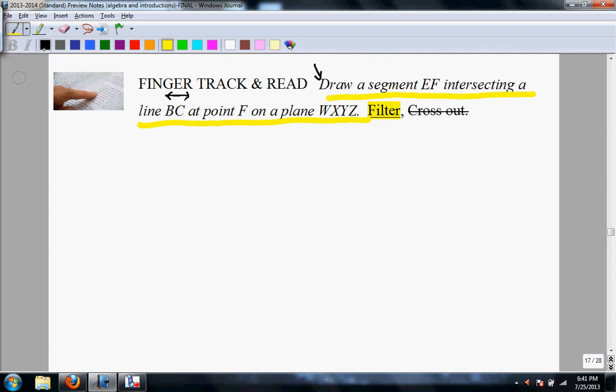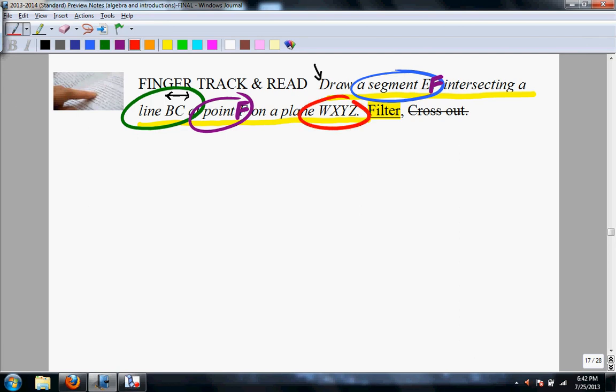Now we're going to filter. We have a segment EF intersecting a line BC at point F. Notice that F is the same point on a plane WXYZ.